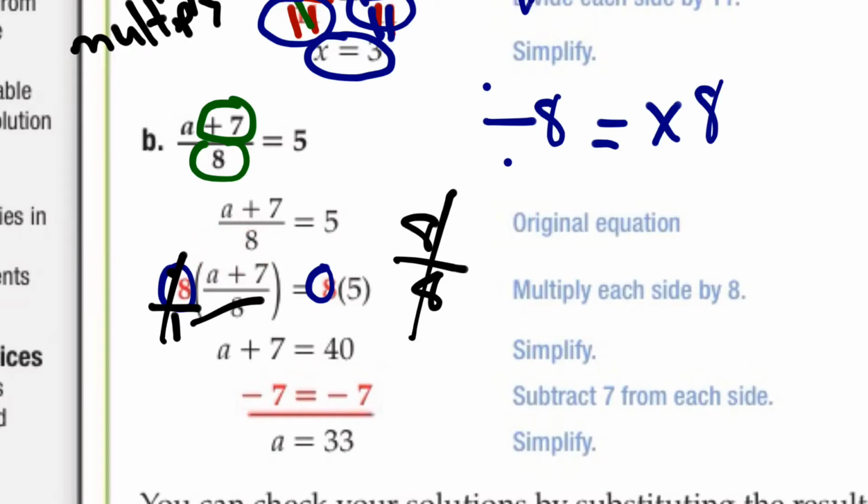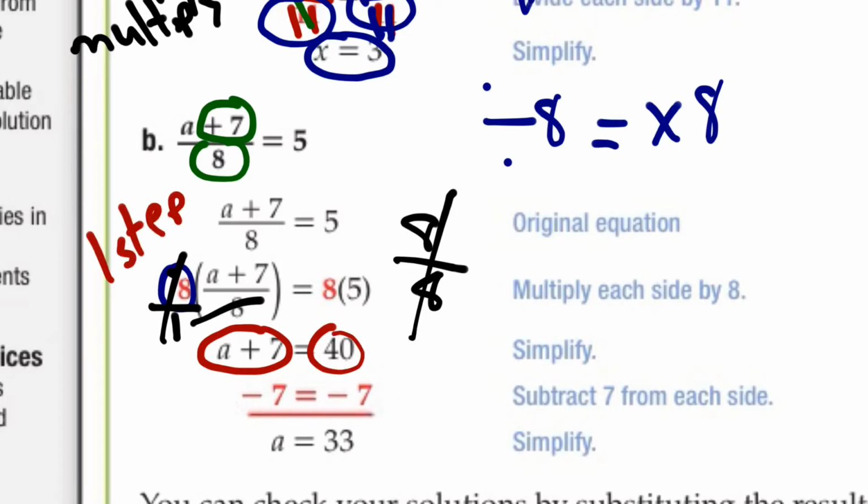But if I multiplied by 8 on one side, I have to multiply by 8 on this side right here. So 8 times 5 is 40. Now, all I'm left with is the top. And that's why I have a plus 7 equals 40. That's one step. But now I have to do another step because it's a multi-step.